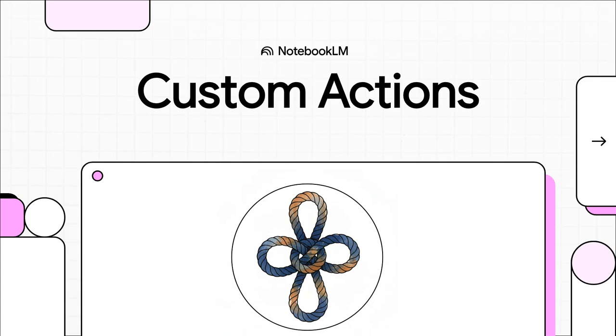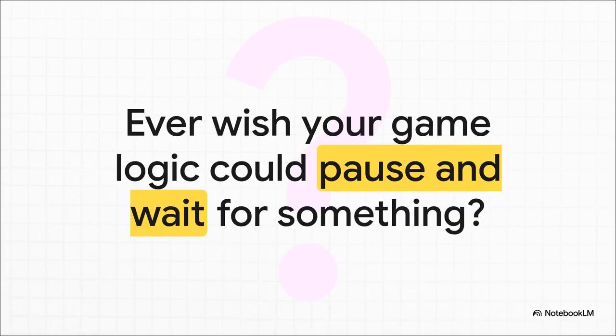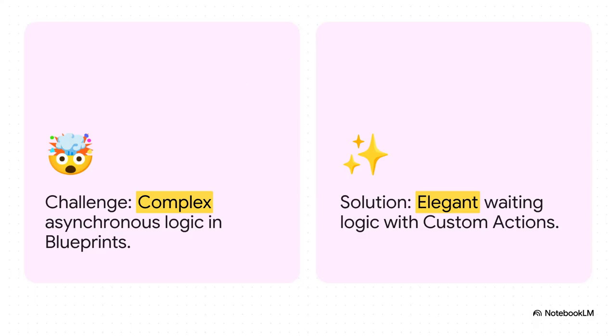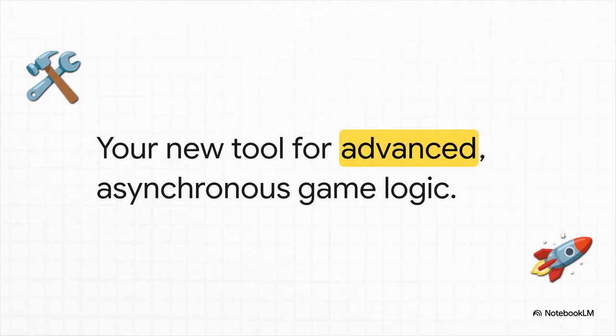Welcome to The Explainer. Today, let's talk about a seriously powerful tool for your game logic, the custom action. If you work with Blueprints, you've probably hit a wall when it comes to long-running tasks. Things like waiting on an animation can get really messy, but there's a feature built just for this. And this is specifically for you Blueprint users. C++ devs can already do this, but this gives you that power.